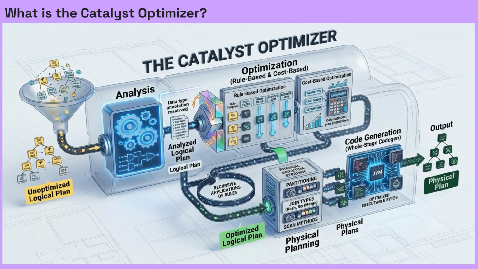When you write a DataFrame operation or SQL query, it doesn't run immediately. Catalyst first converts it into a tree-based logical plan, then runs it through several transformation phases to produce the most efficient physical execution plan before any code actually runs on the cluster.